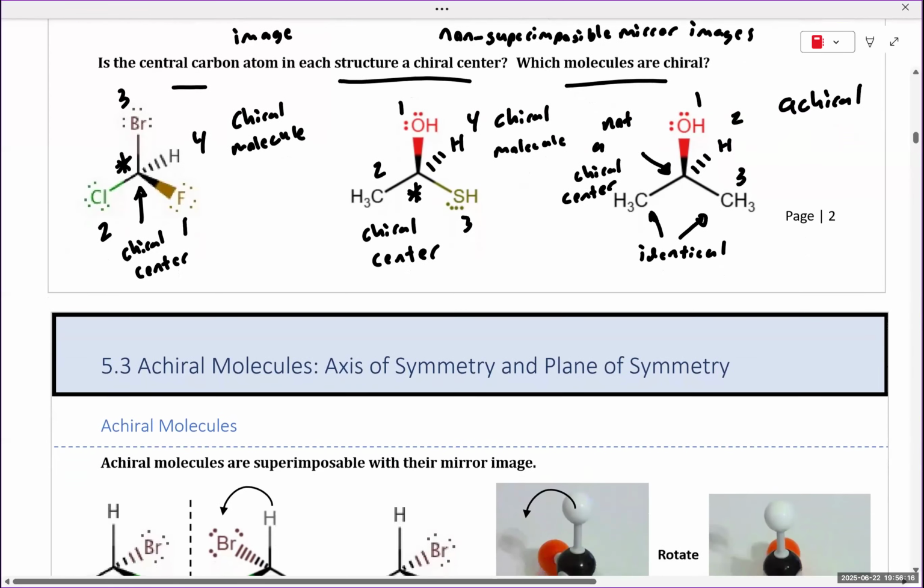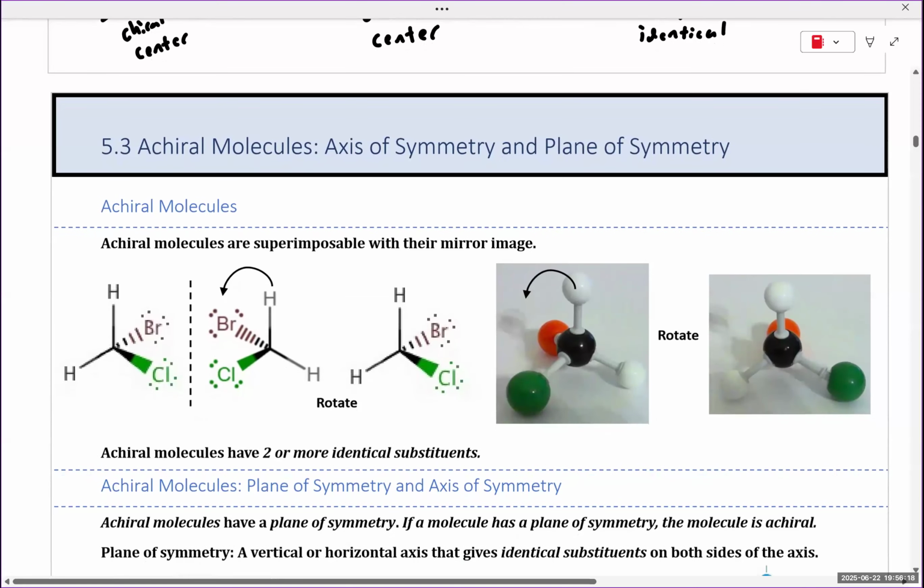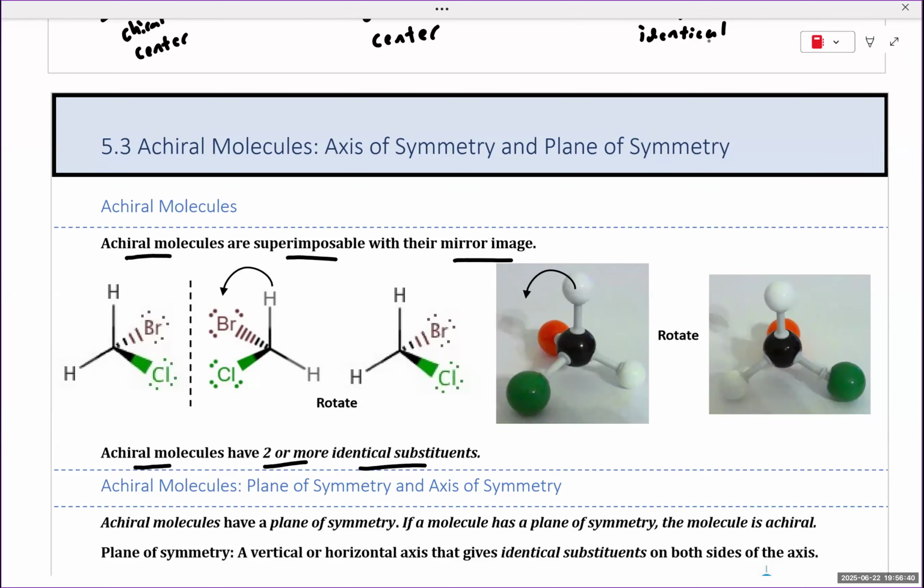On that note, let's talk a little bit about achiral molecules, and let's talk a little bit about axes of symmetry and planes of symmetry. So, achiral molecules, molecules that aren't chiral, are superimposable with their mirror image. Achiral molecules also have 2 or more identical substituents. So in this case, looking at this molecule here, we see we have 2 identical substituents. So we suspect that this molecule is achiral.